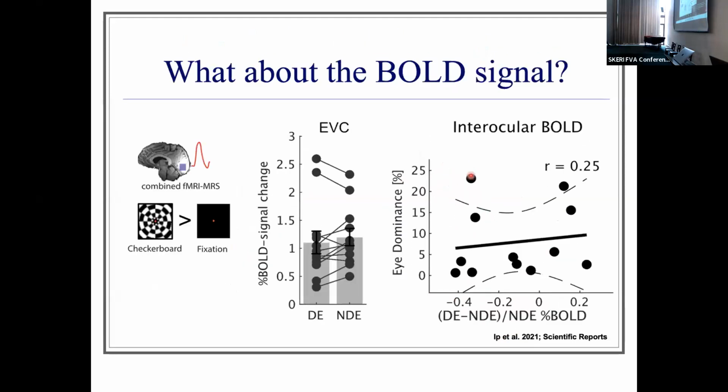And the nice thing about this experiment as well is that we can also look at the BOLD signal. If we look at the BOLD signal when you stimulate the dominant eye versus the non-dominant eye, you can see there is very little difference. Not surprisingly, therefore, if you look at the correlation between eye dominance and the BOLD signal to the dominant and non-dominant eye, they are not correlated either. So it doesn't look like the BOLD signal reflects eye dominance in this case.